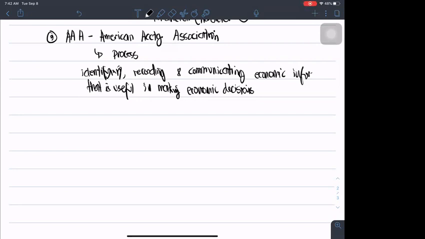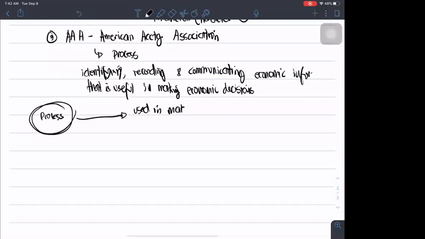And then another is the use of accounting, because the results of this process are used to make economic decisions. So take note, we have here a process, and whatever is the output of this process is used in making economic decisions.